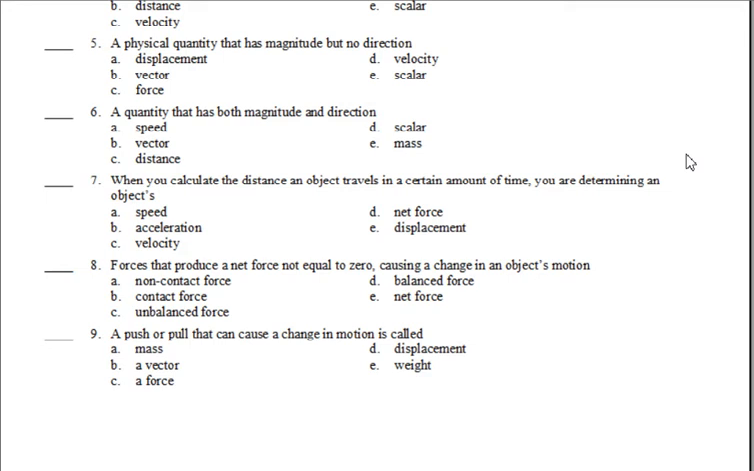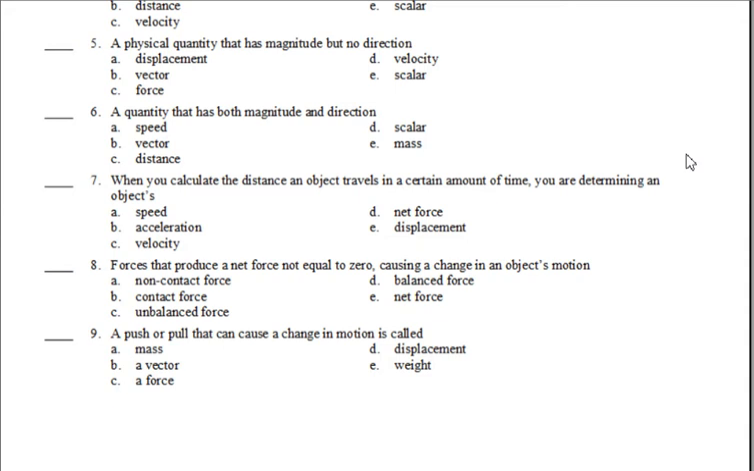Number 6, a quantity that has both magnitude and direction. A, speed, B, vector, C, distance, D, scalar, or E, mass. Number 7, when you calculate the distance an object travels in a certain amount of time, you are determining an object's A, speed, B, acceleration, C, velocity, D, net force, or E, displacement.